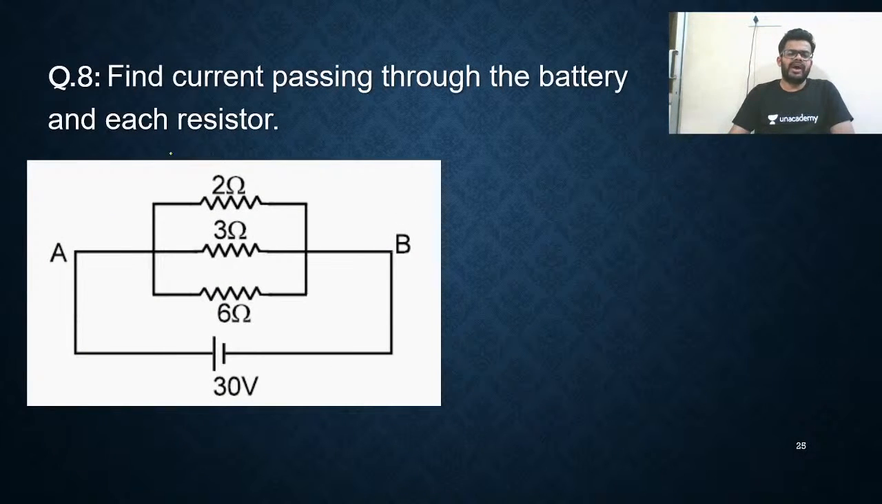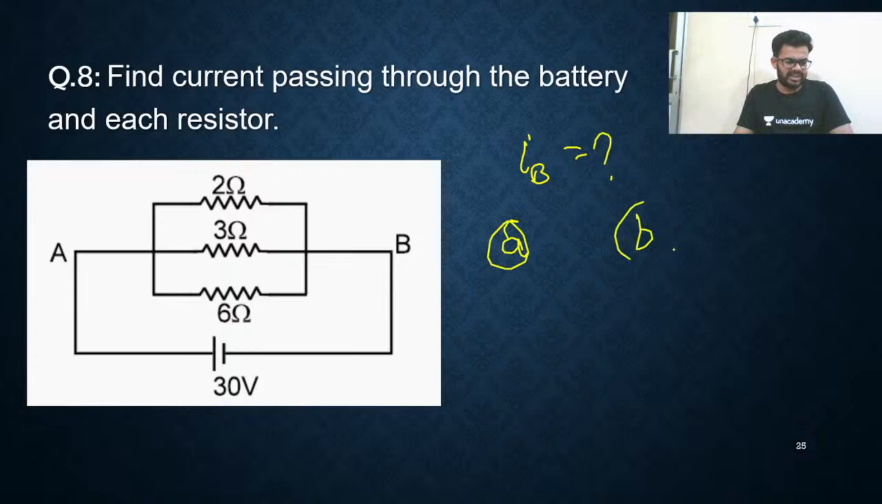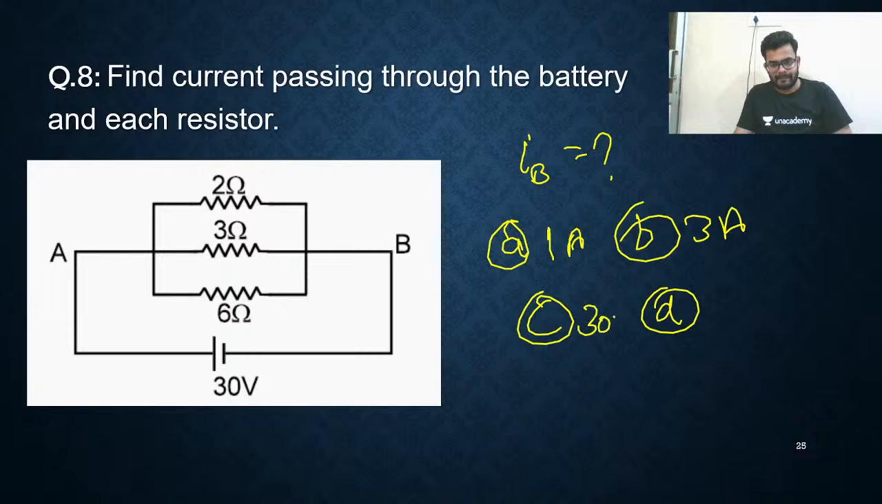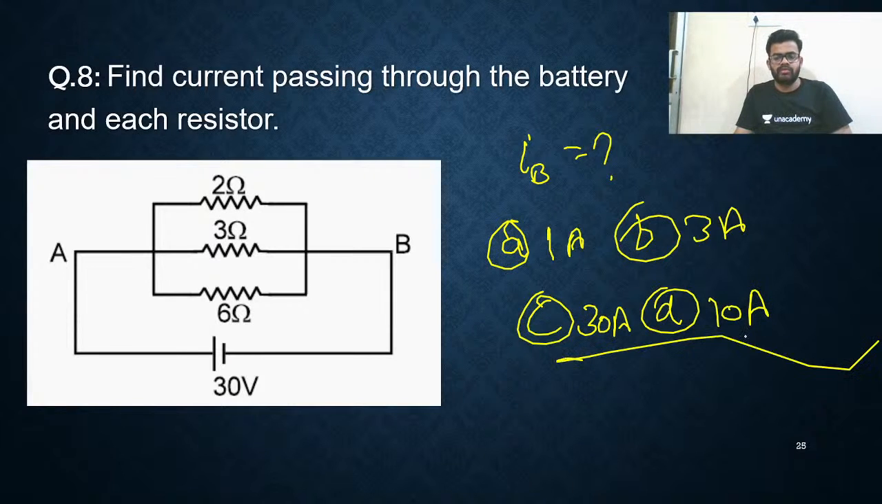Question is there in front of you. Find the current passing through the battery and each resistance. At first, find the current through battery. Come on, I am waiting for your answer. A, B, C, D, four options are there for you. This is question number 8. Current through the battery, find it first. Which of the following is the correct answer?